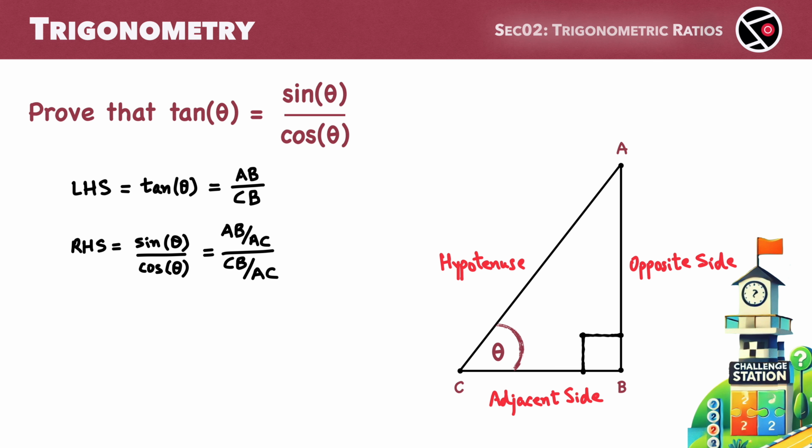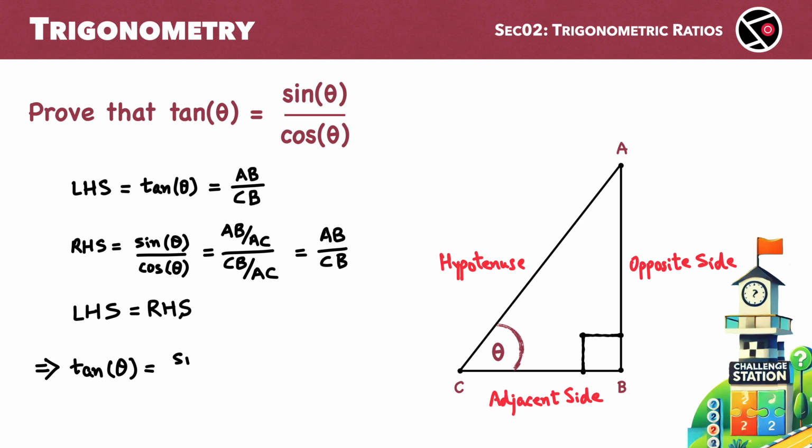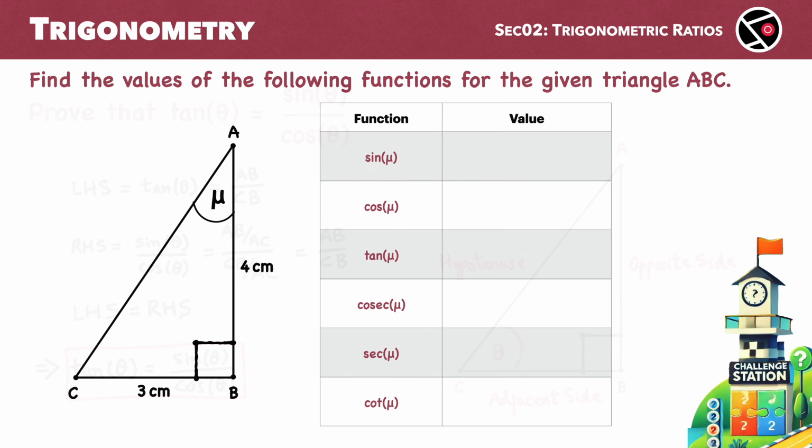Simplify this and you get AB by CB, the same as the left-hand side. So, the left-hand side equals the right-hand side. And we have proven that tan theta equals sin theta by cos theta. That's it. Our first challenge station is complete. There is one more challenge before we wrap up this section.